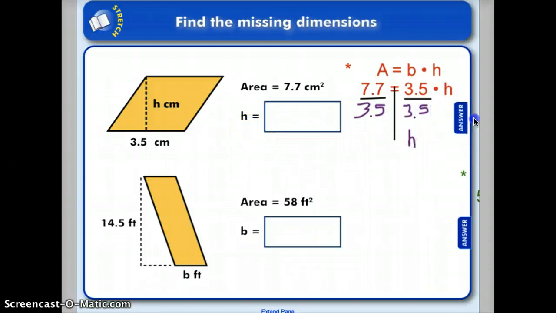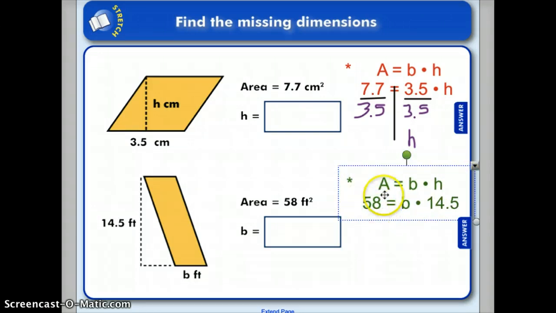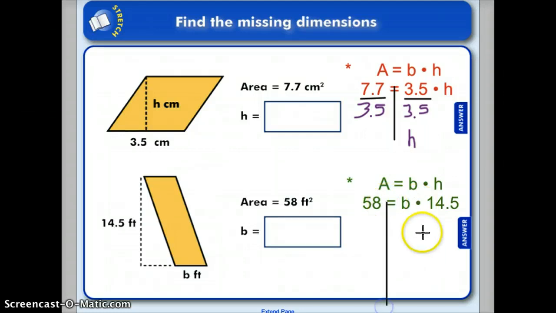Let's check the bottom one. So I gave you the area. We don't know the base, but we know the height right here. So again, set up your formula. Set up an equation that you have to solve. If I'm going too fast at any time, just pause it. So we know area is 58. Don't know the base. Height's 14.5. So first thing you want to do again, solve the equation. Instead of multiplying, you're going to divide by 14.5. If you divide by 14.5, grab your calculator, see what you get.